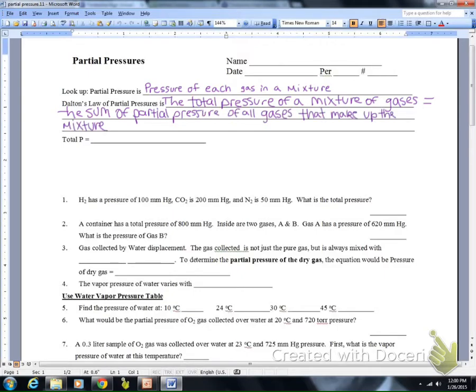So if we're looking at an equation for partial pressure and total pressure, we would say total pressure is equal to P1 plus P2 plus P3, so on and so forth. We'll leave that blank space for just a second as we have an example to draw.